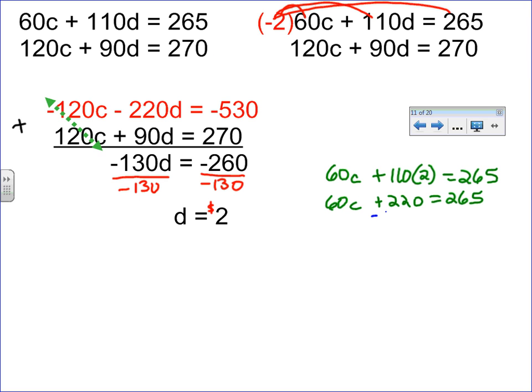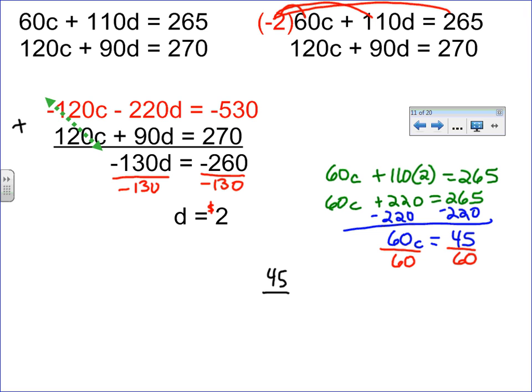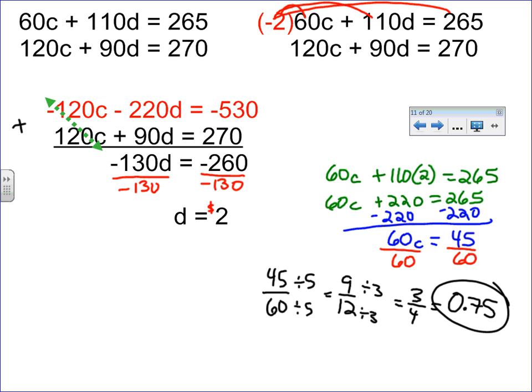Then when I subtract 220 from both sides, I'm going to get 60C is equal to 45. Okay? Now I need to divide by 60. They're not making this problem easy. I need to simplify 45 over 60. You could do it a different way, but for me, I realized they were both divisible by 5. So I was like, okay, divide by 5, that's 9 over 12, but that's still not the right thing, so I need to reduce it again. They're both divisible by 3. That gives me 3/4, and I know as a decimal that is 75 cents.